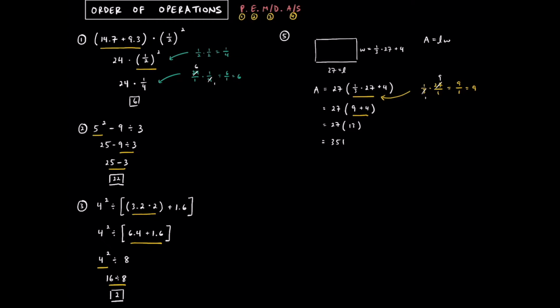Okay. And let's say each side was measured in feet. So this would be feet squared for the units.